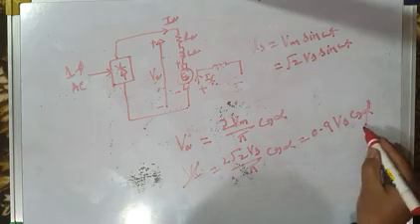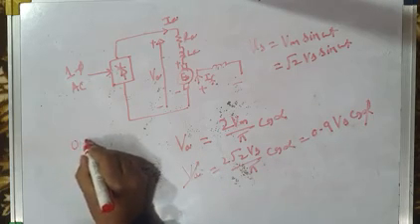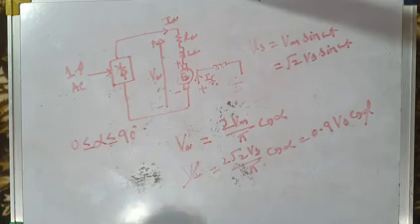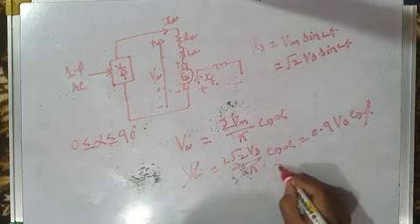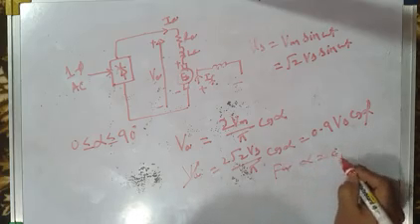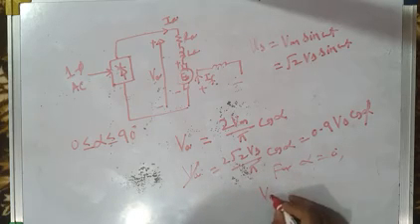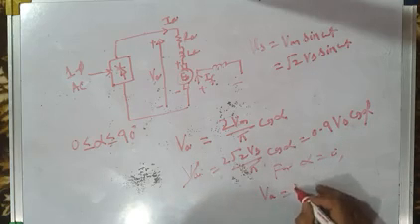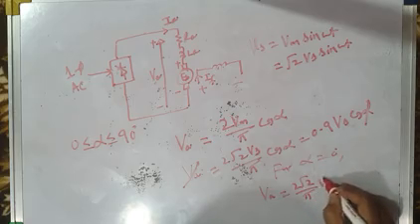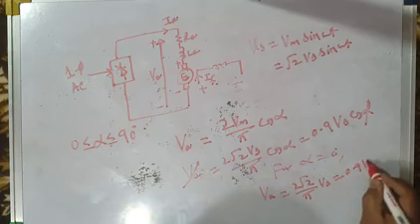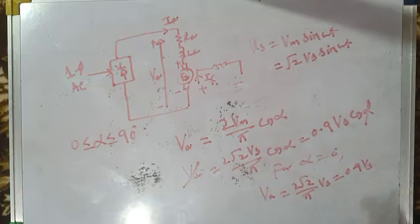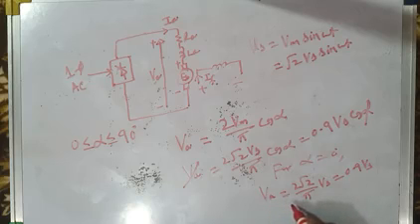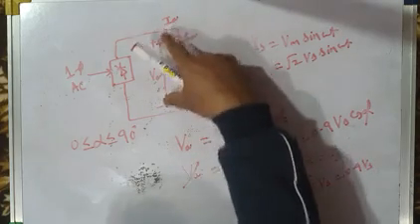Now what is the range of alpha? Alpha has 2 ranges, 0 to 90 degrees. When you control alpha from 0 to 90 degrees, say for alpha equal to 0 degrees, what is the average output voltage VA? Cos 0 is 1, so VA is 0.9 Vs, or it is equal to 2 root 2 by pi Vs. It is equal to 0.9 Vs, and it is the maximum voltage that you will get. Vs is the RMS value of input voltage. This is the maximum voltage that you will get for alpha equal to 0 degree across the motor armature terminals.